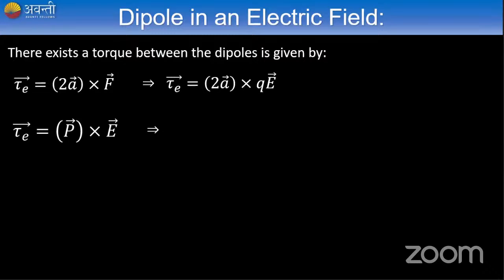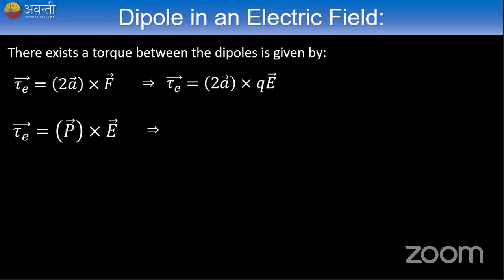Everyone missed this cross product. That's why I was not able to get that P into E. Everyone missed the cross product, or it was supposed to be P dot E. Sorry, P cross E. This is supposed to be P cross E.